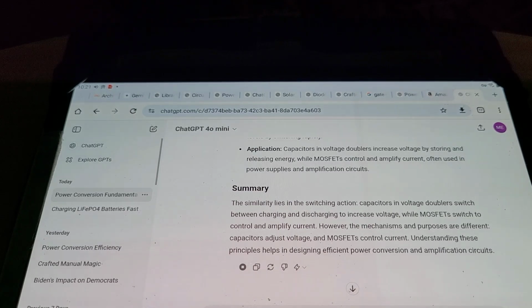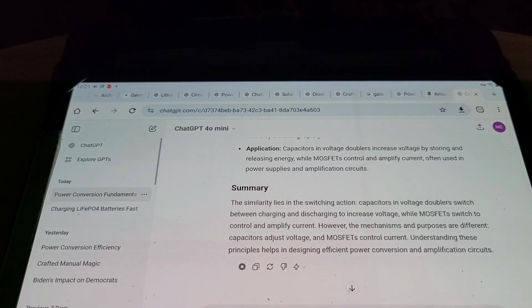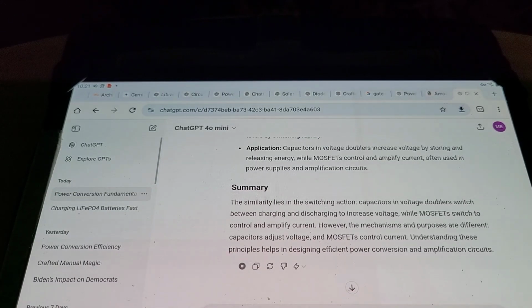Summary. The similarity lies in the switching action. Capacitors in voltage doublers switch between charging and discharging to increase voltage, while MOSFETs switch to control and amplify current. However, the mechanisms and purposes are different. Capacitors adjust voltage, and MOSFETs control current. Understanding these principles helps in designing efficient power conversion and amplification circuits.